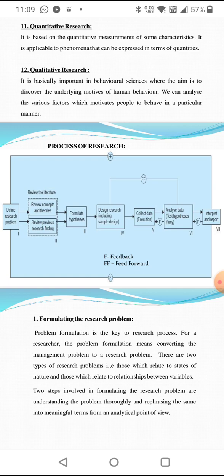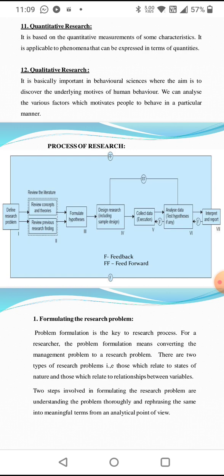There are two types of research problems, those which relate to the states of nature and those which relate to relationship between variables. At the very outset, the researcher must single out the problem he wants to study. That is, he must decide the general area of interest or aspect of a subject matter that he would like to inquire into. Initially, the problem may be stated in a broad general way, and then the ambiguities, if any, which relate to the problem can be resolved.